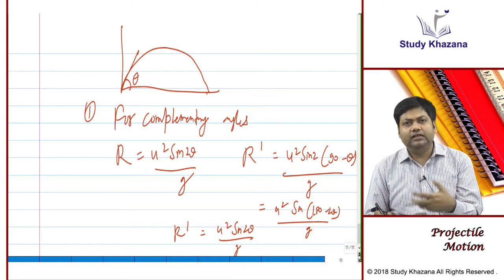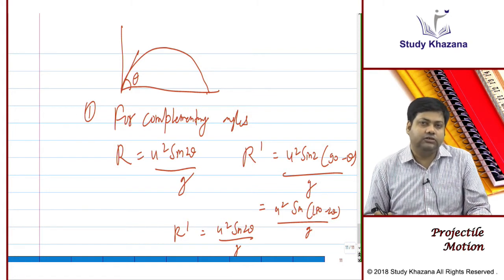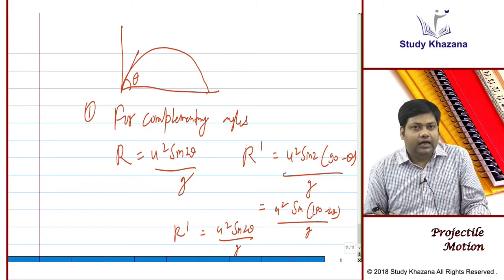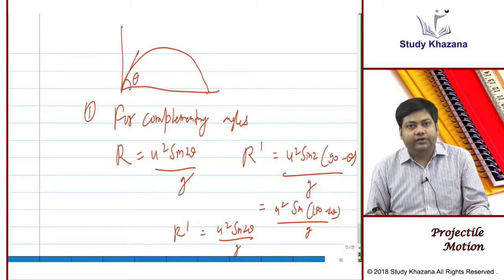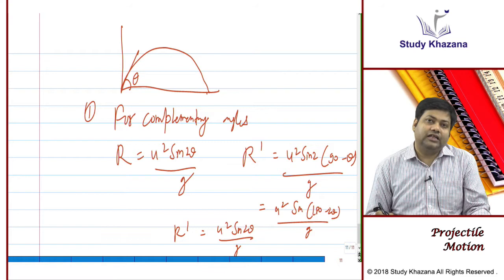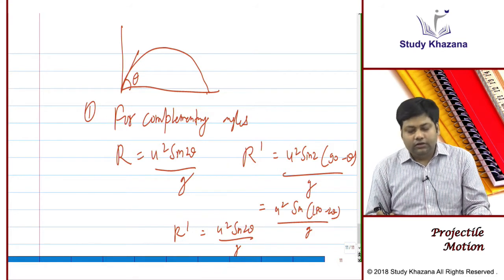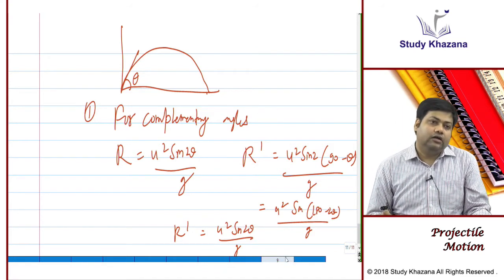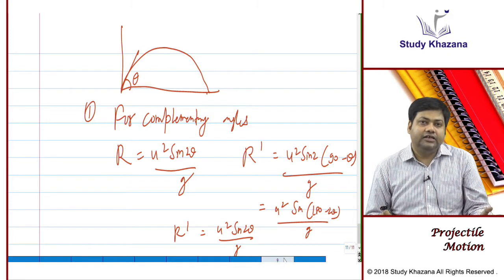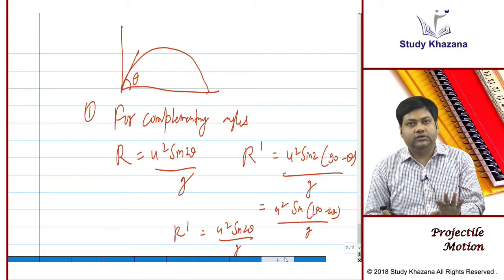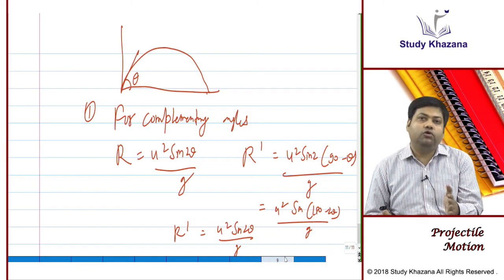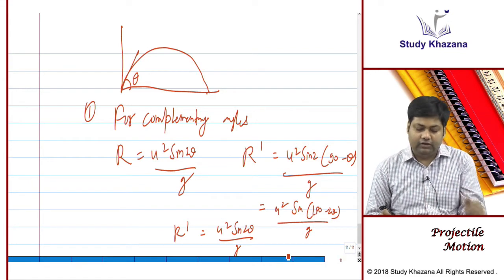So what is the importance of this result? Let's say a ball is projected with an angle 30 degrees and another ball is projected with an angle 60 degrees. You will realize that essentially the range will remain the same. This is a very important result. So the ratio of the ranges will be equal to 1. You can definitely say that.